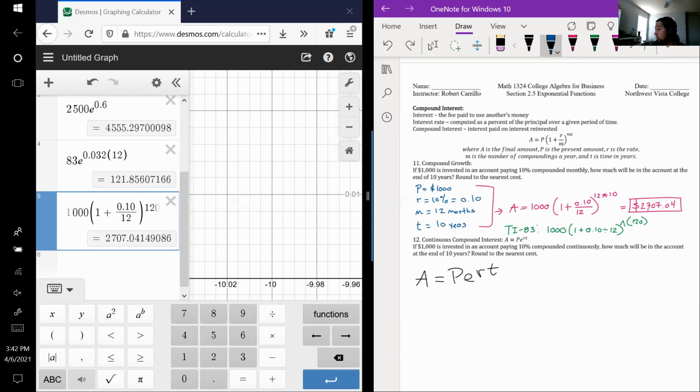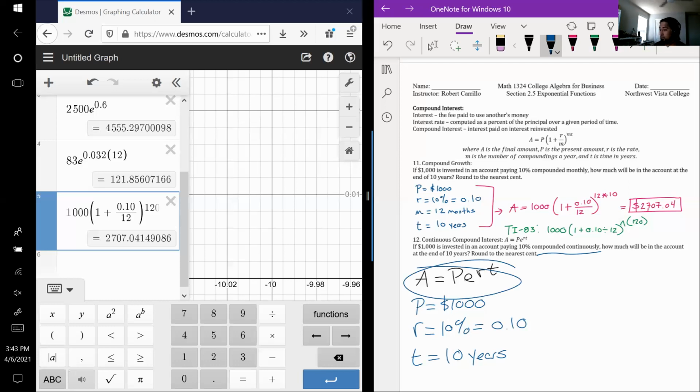All right. So for this problem, we're investing $1,000. And it's going to an account paying 10% compounded continuously. So the rate again is 10% or 0.10. And then it says how much will be the account at the end of 10 years. So T is time, 10 years. So whenever you see the words compounded continuously, you will always use PERT.